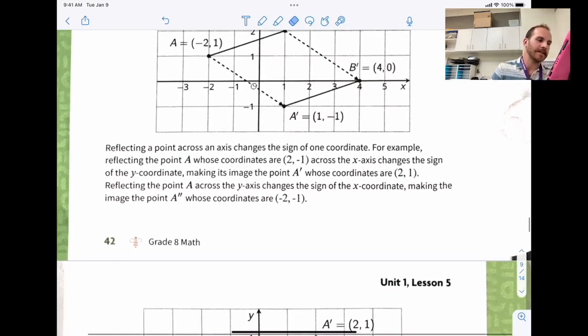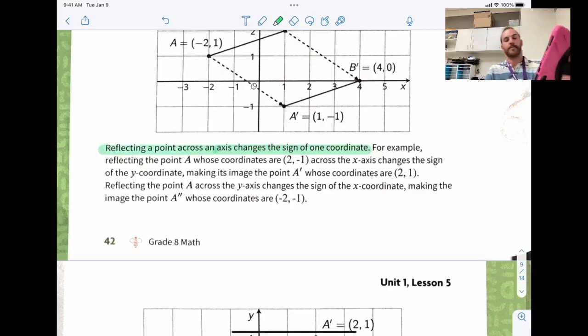Now it says reflecting a point. Reflecting a point across an axis changes the sign of one coordinate, right? That's a great thing to highlight. Okay, actually that whole thing. All right, that's kind of like a shortcut, right?